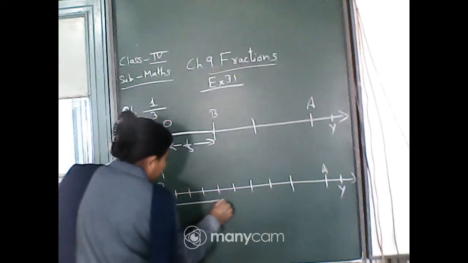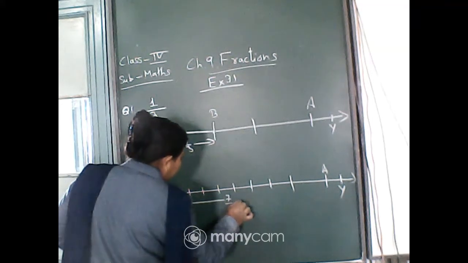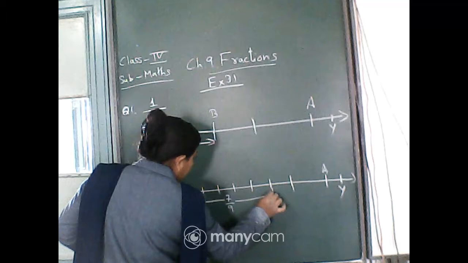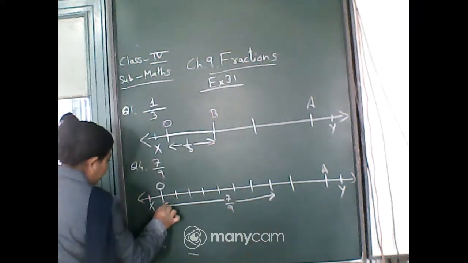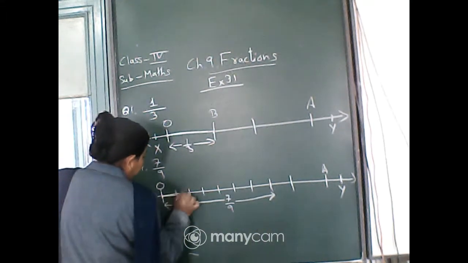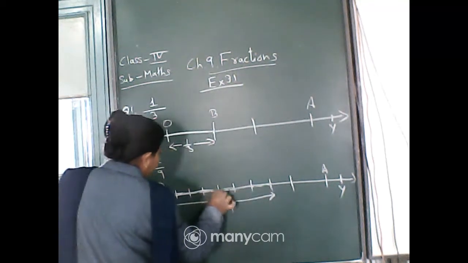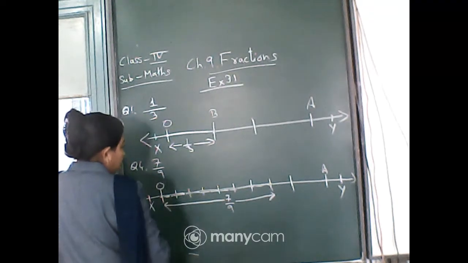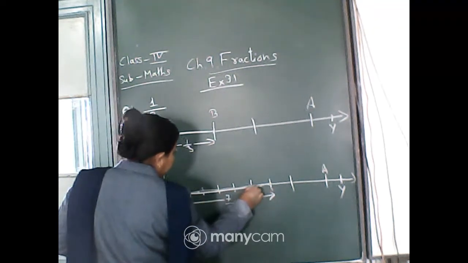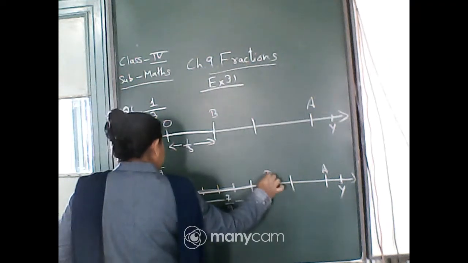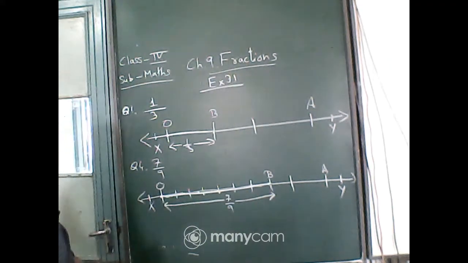So 7 by 9 is up to this part. That means this you will darken. This line up to 7 by 9 you will darken, so that it will be clear to you. So this point is B. So OB represents the fraction 7 by 9. Clear? OB represents the fraction 7 by 9.